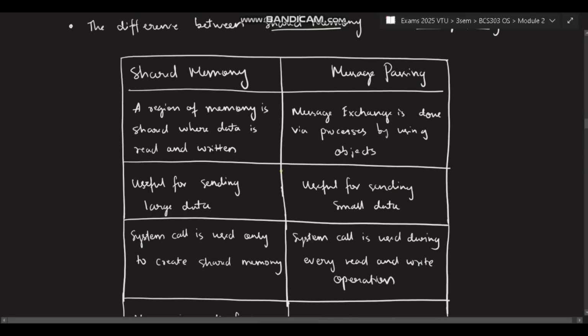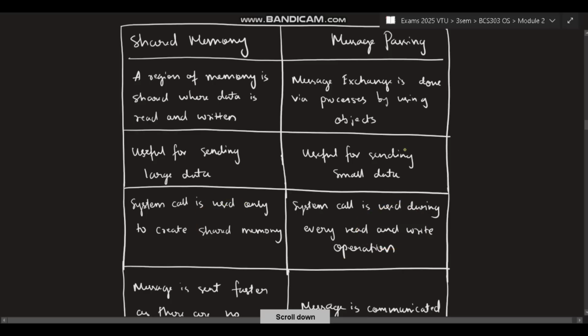Shared memory is used for sending large data. If you want to send large data, use shared memory. If you want to send small data, use message passing. Next, in shared memory a system call is used only to create the shared memory. In message passing, a system call is used during every read and write operation.